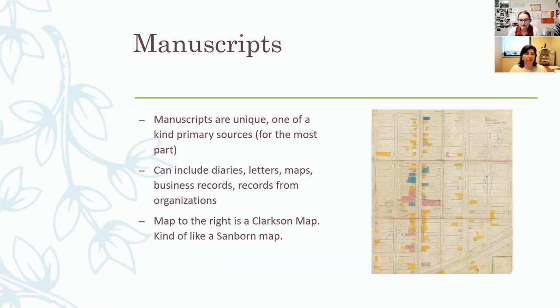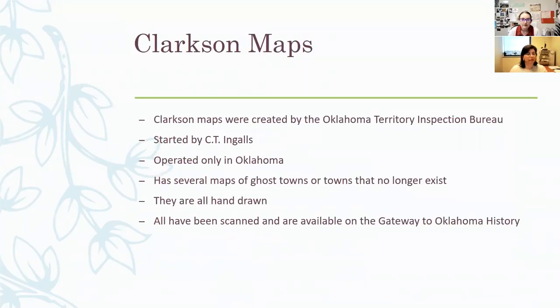So the map that's shown here is a Clarkson map. It's kind of like a sandboard map. On the next slide, we'll talk a little bit more about the Clarkson maps. The Clarkson maps were created by the Oklahoma Territory Inspection Bureau, and they were started by C.T. Ingalls, who was a former fire marshal, and they operated only in Oklahoma. So they have several maps of ghost towns or towns that no longer exist. And they have way more maps of Oklahoma than, say, the Sanborn Map Company because they were strictly Oklahoma.